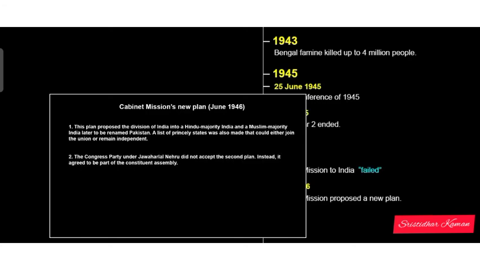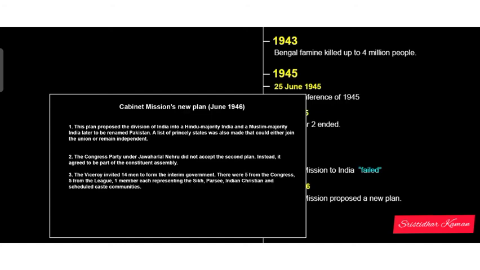The Congress party under Jawaharlal Nehru did not accept the second plan, but he agreed to be part of the Constituent Assembly. The Viceroy invited 14 men to form the interim government. There were 5 from the Congress, 5 from the League, and 1 member each representing the Sikh, Parsi, Indian Christian and scheduled caste communities. Nehru headed the interim government. The new government began the task of framing a constitution for the country.